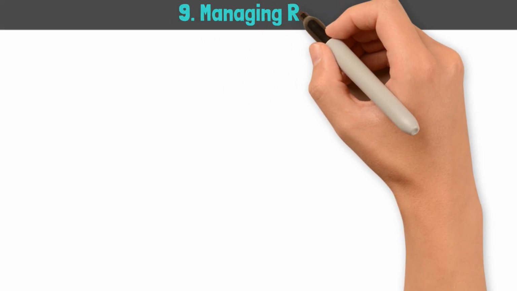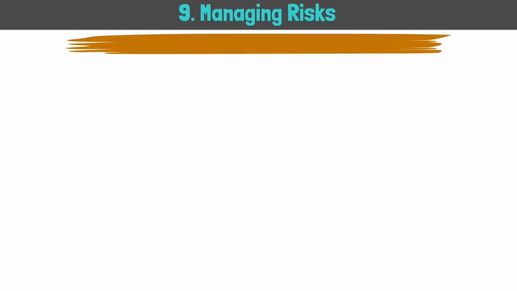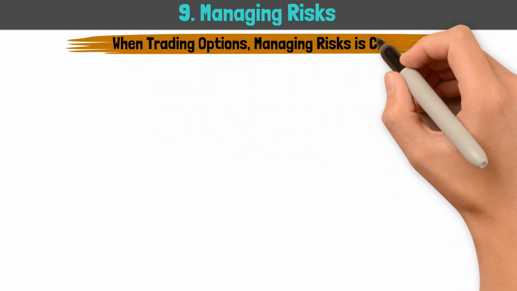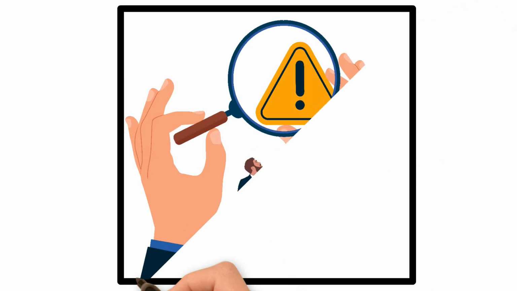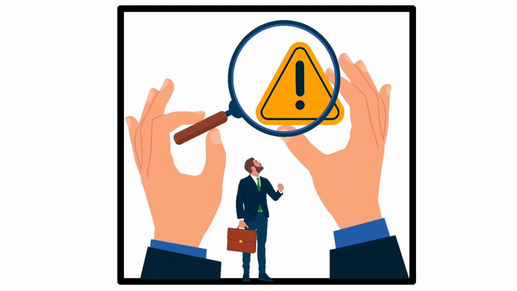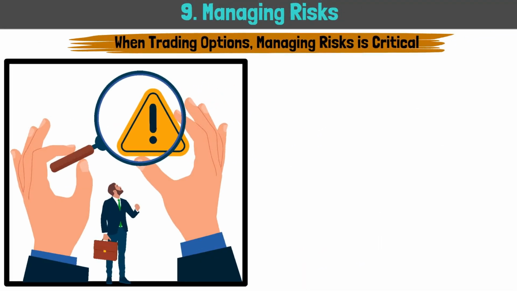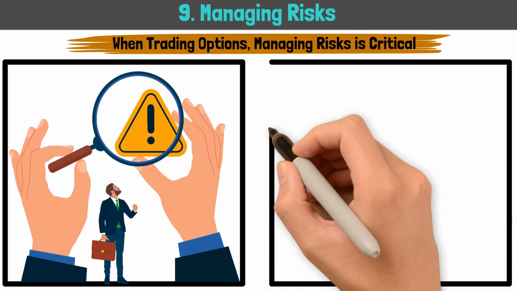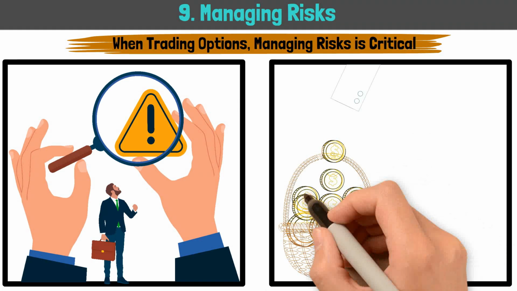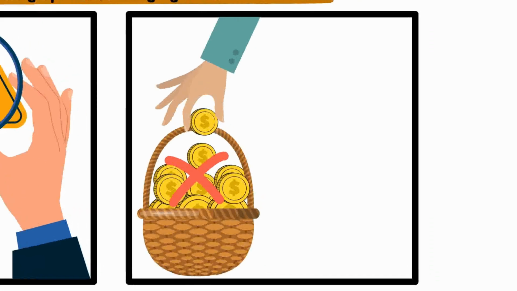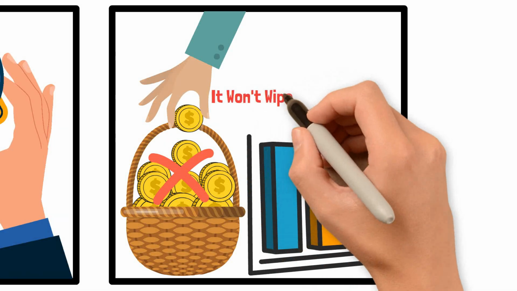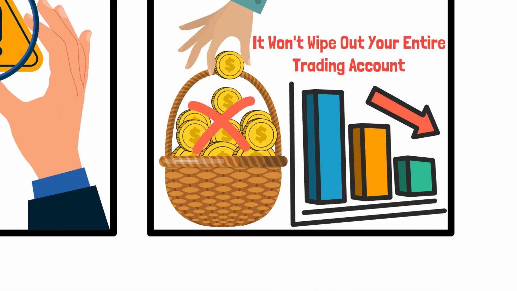9. Managing risks. When trading options, managing risks is critical. Smart traders practice risk management to protect themselves from big losses. They do this by only investing a small portion of their total funds in any single option trade. Think of it like not putting all your eggs in one basket. If one trade goes bad, it won't wipe out your entire trading account.